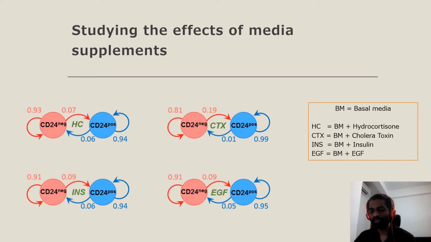And so what we did was we repeated the time series experiment from earlier, but this time we added each supplement individually and then used TRANSCOMPP to compute the best fit transition rates. And we saw that yes, in fact, the presence of these supplements was altering these computed transition rates. We saw that hydrocortisone had the strongest effect, biasing the population towards a more stem cell-like population. Insulin and EGF also biased towards a more stem-like population, but had a weaker effect compared to hydrocortisone, whereas cholera toxin had the opposite effect and biased the overall population more towards the differentiated phenotype.